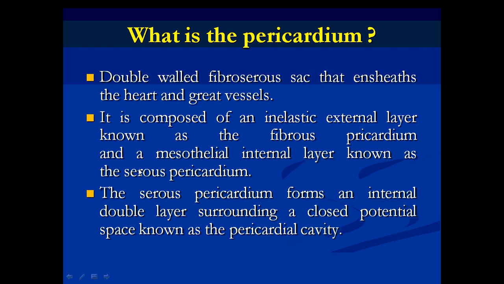So, outside we have an inelastic external fibrous pericardium. Then we have a serous pericardium which has two layers. One of them is called the visceral pericardium, named as the epicardium, which covers the heart directly, and the other, the parietal serous pericardium, which lines the fibrous pericardium.